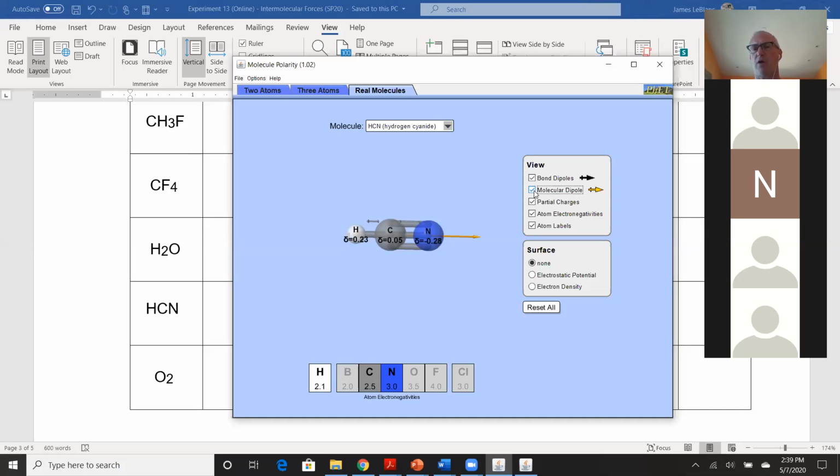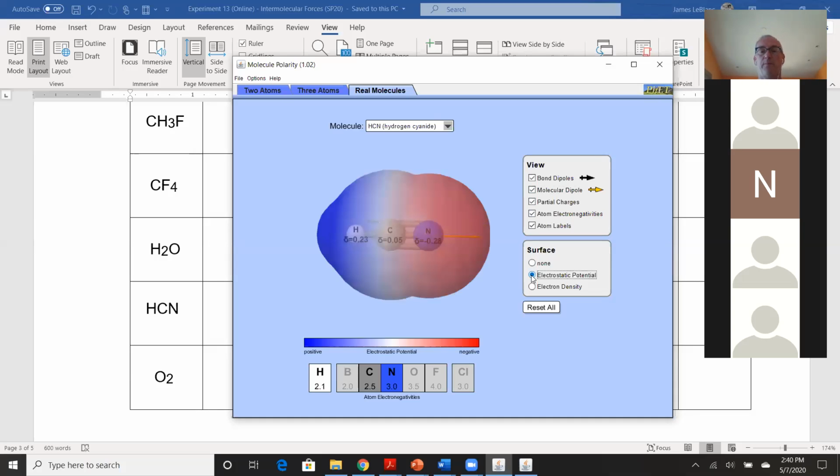So do we have a polar molecule here or a non-polar molecule? Polar. And we can tell: when we put in the electrostatic potential, again, we have a positive end on the hydrogen side and a negative side on the nitrogen side. So we've got polarity. We have got a dipole. We have got a polar molecule.